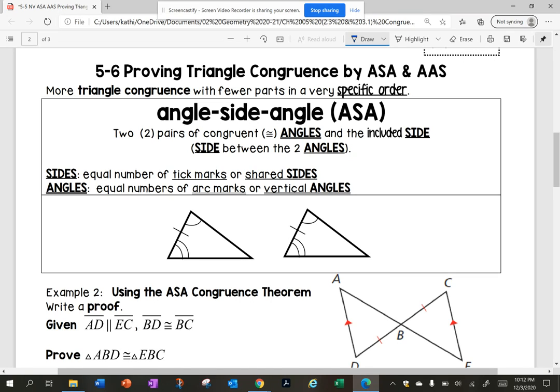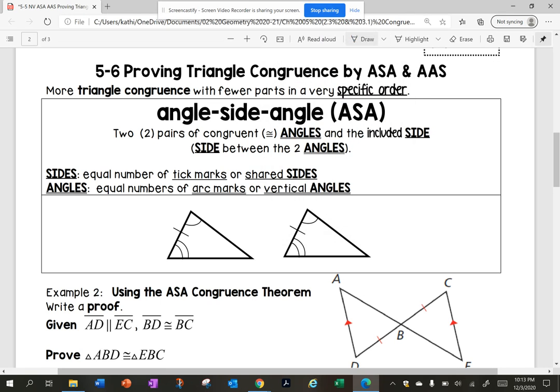That means I have 2 angles and the included side, which is the side between those 2 angles. So I'm looking for sides, tick marks or shared sides or equal numbers, and for angles I'm looking for arc marks or vertical angles.